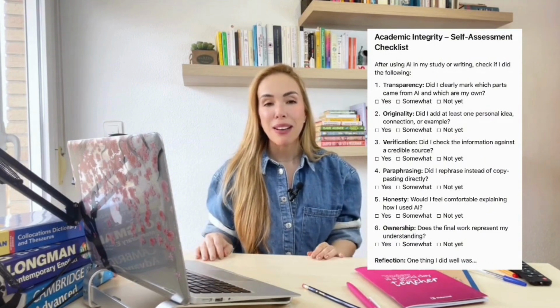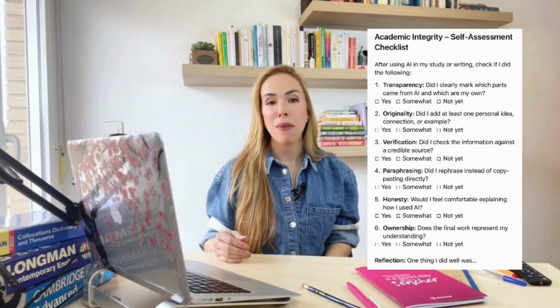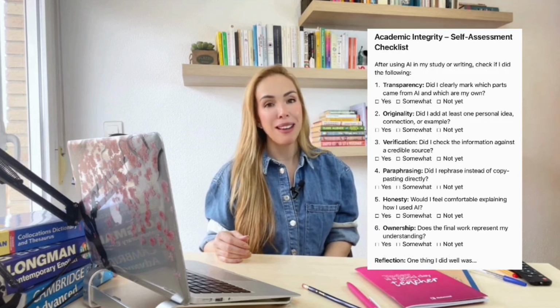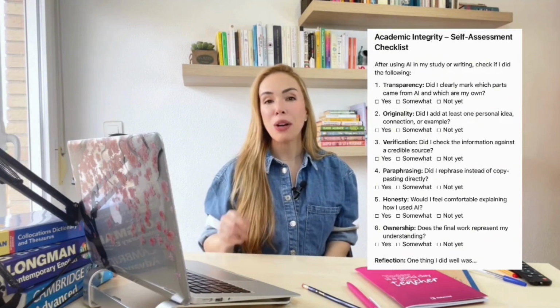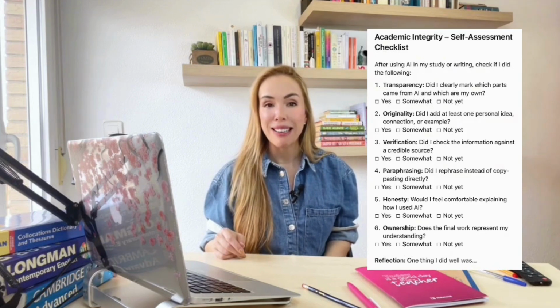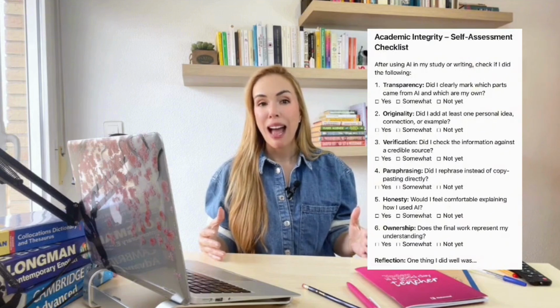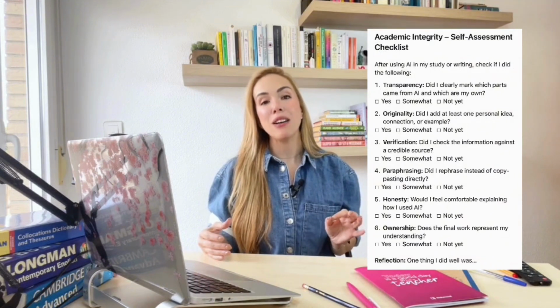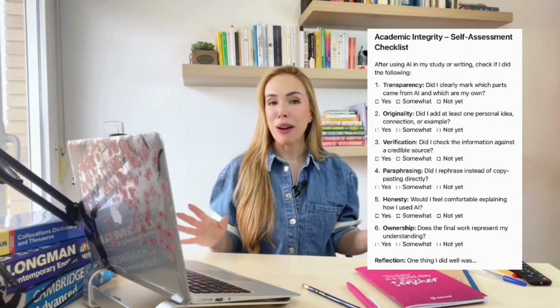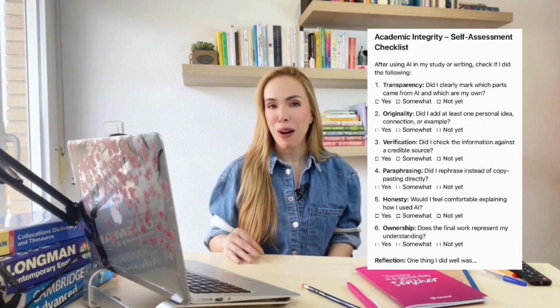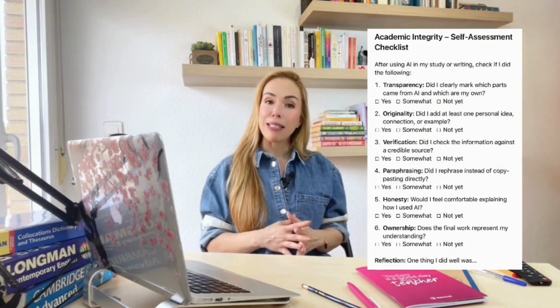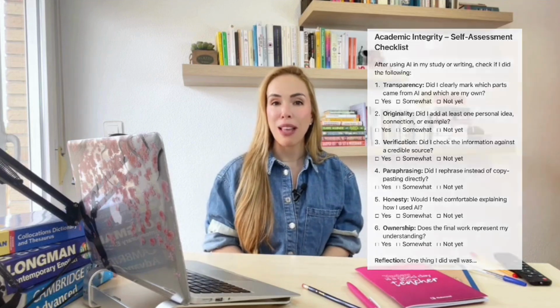Let's read it together. I marked which parts came from AI and which are my own. I added at least one original idea or connection. I verified key information with a credible source. I reshaped instead of copy pasting. I was transparent. I'd be comfortable explaining my process. I asked myself, does this show my understanding?